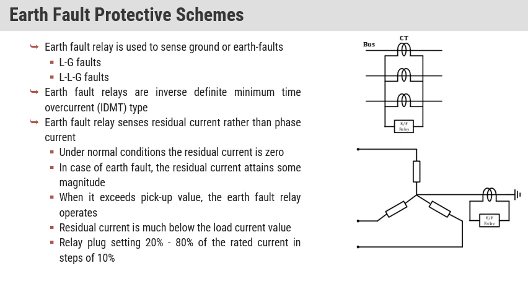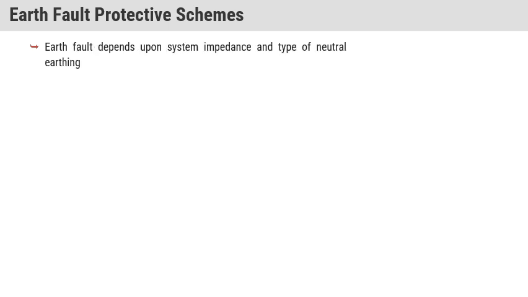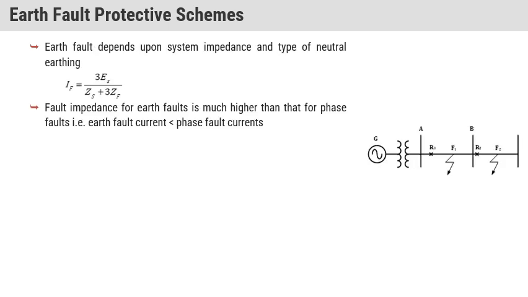In this earth fault protection scheme, we mount the CT on each phase and attach the earth fault relays. Earth fault impedance depends on two things: the system impedance and the type of neutral earthing. Fault impedance for earth faults is much higher than that of phase faults, so earth fault current is lower in value compared to the phase fault current.